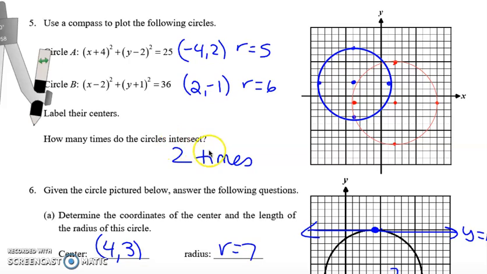They want to know how many times the circles intersect. They intersect right here and right there, so they intersect 2 times.